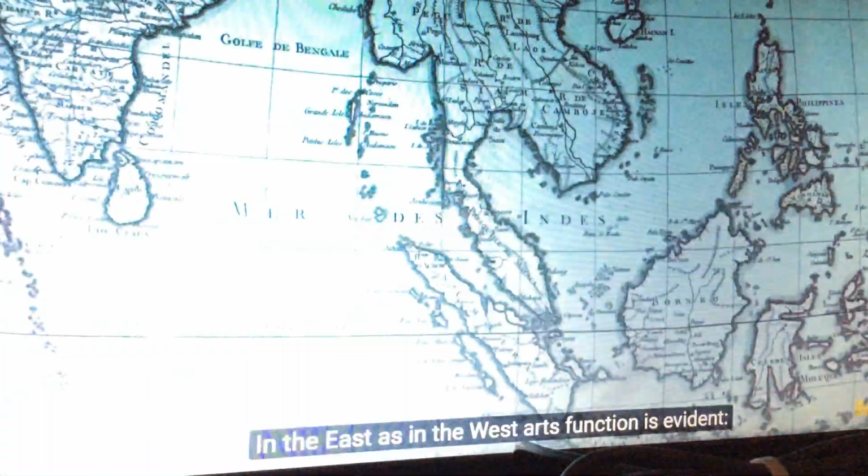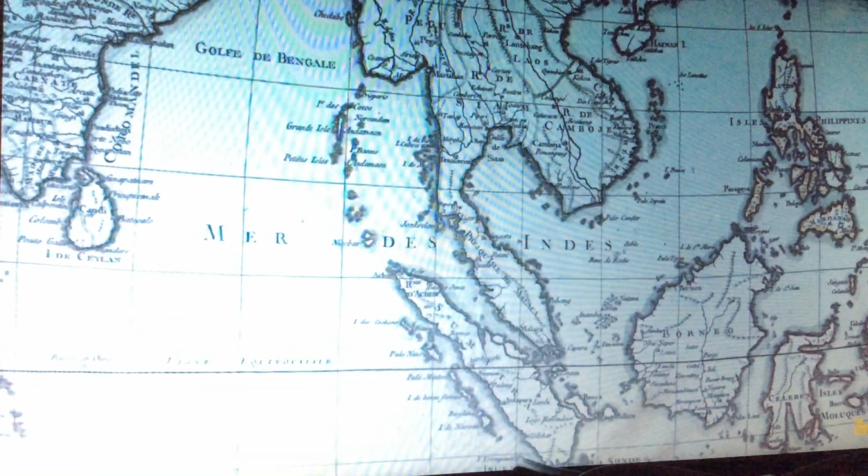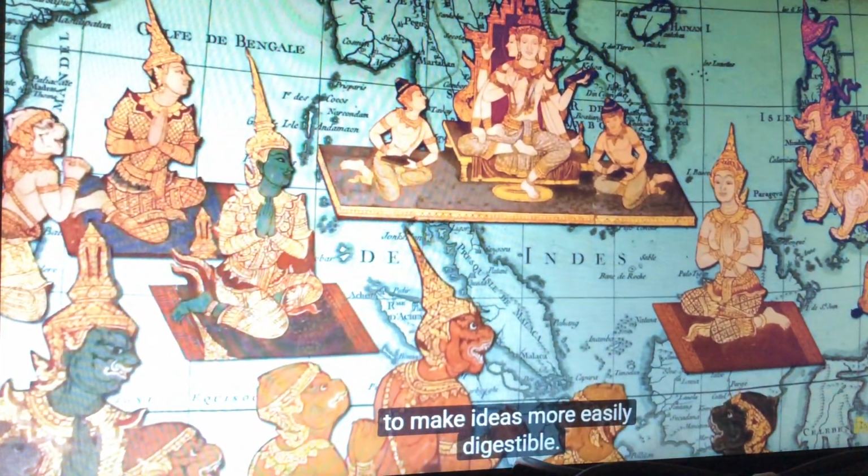In the East, as in the West, art's function is evident: to support the truths set down by religions, to make ideas more easily digestible.